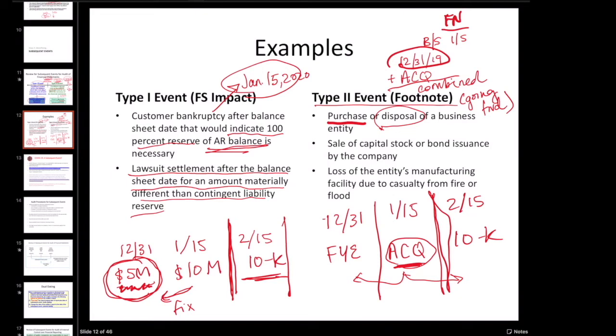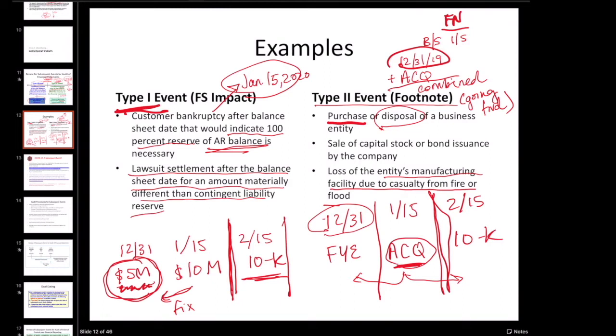So other examples could be things like a catastrophic event, like a fire or flood. With the fire or flood, this sometimes confuses people because they'll say, hey, the building that caught fire, the machines destroyed in the flood, those things were in the financial statements as of 12/31, right? So that seems like it might be a type 1 event. But what you need to remember is as of 12/31, those machines were not damaged.